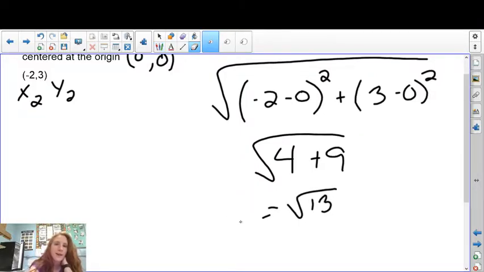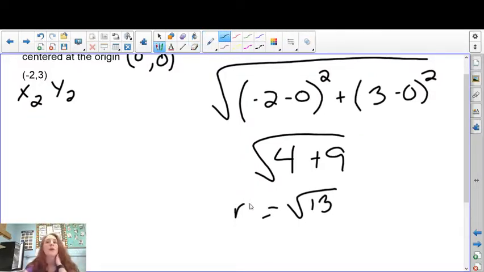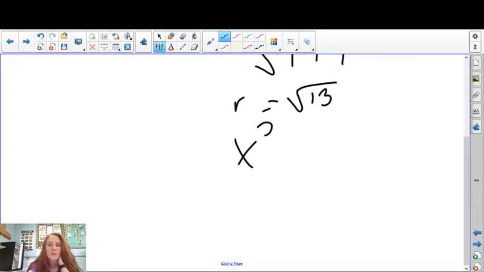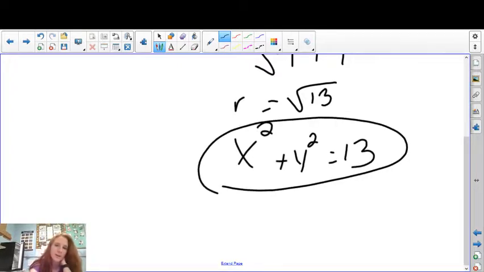But if I think in my head, hey, I never actually use the single version, I use the squared version, my answer is x squared plus y squared equals 13. Because I'd have to square that square root. A square and a square root cancel each other out, so I'm just left with 13.